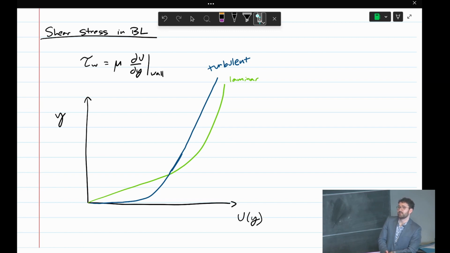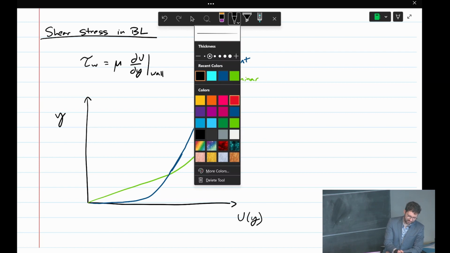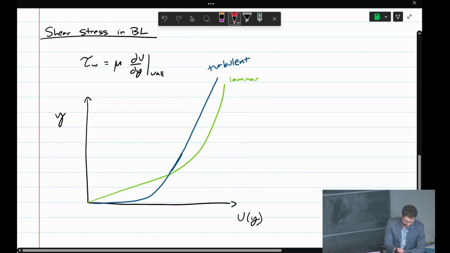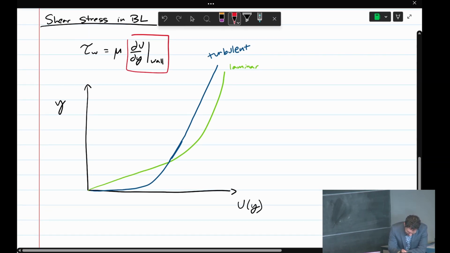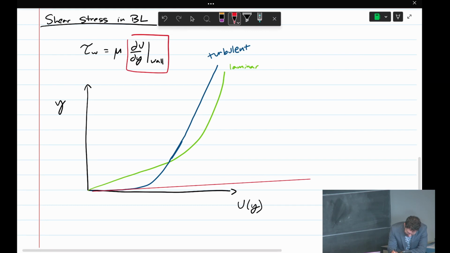Yep, please. The velocity gradient at the wall is much higher in the turbulent case. Yes, exactly. Okay. So the reason is that the velocity gradient here, du/dy at the wall, is very high for the turbulent case and less so for the laminar case.